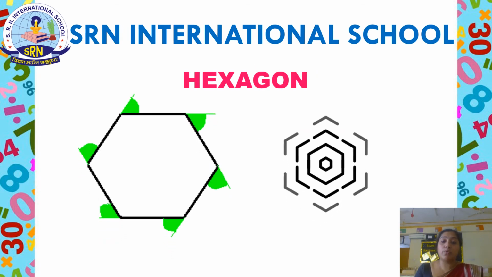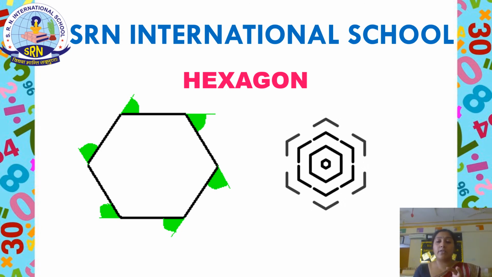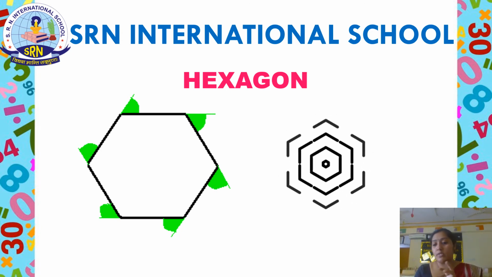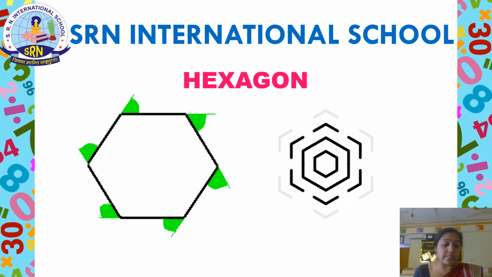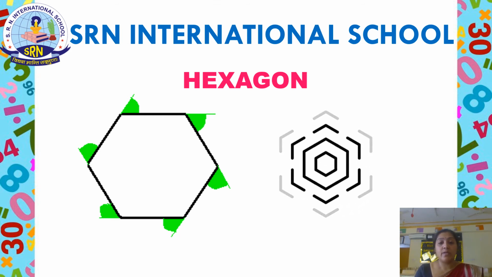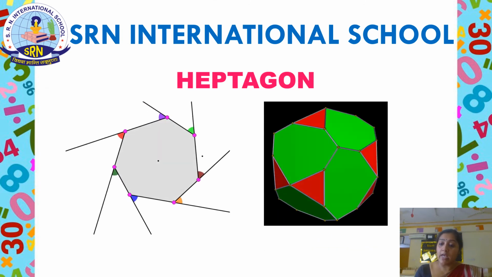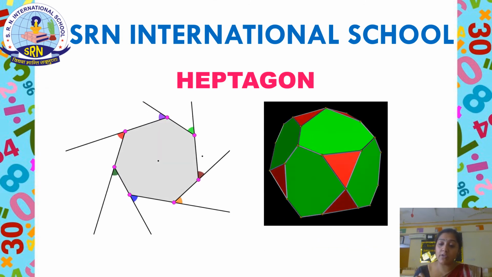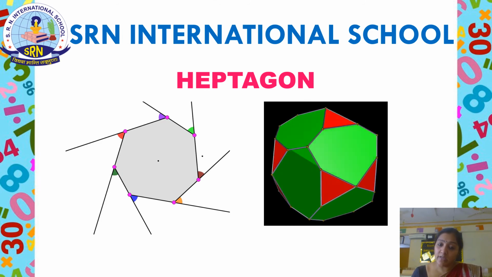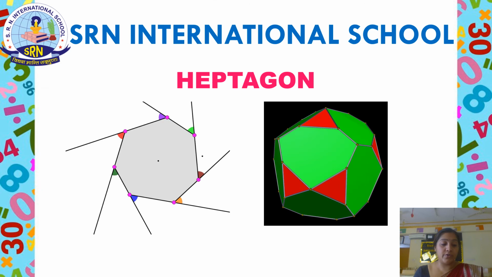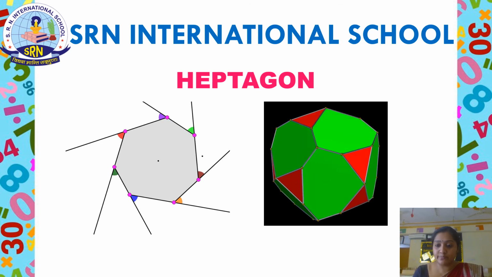Next, we come on to hexagon. You can see the examples of hexagon in your daily life. There are so many examples of hexagon. It is a figure that has 6 sides, 6 vertices, and the number of diagonals in it is 9. Next, we come on to heptagon. Heptagon is a figure that has 7 sides, 7 vertices, and the number of diagonals for this figure is 14.